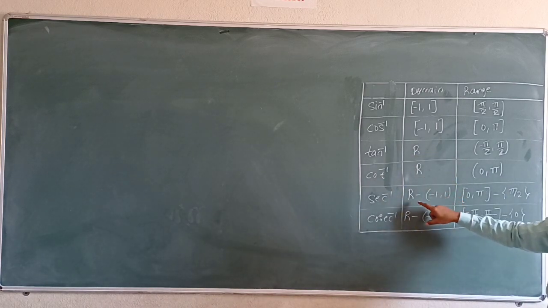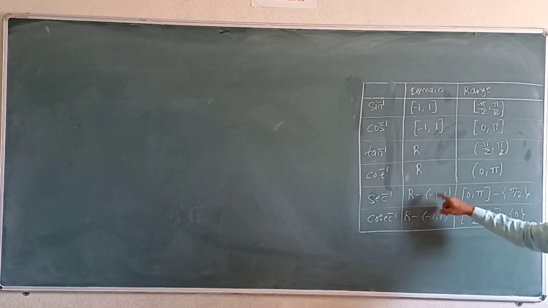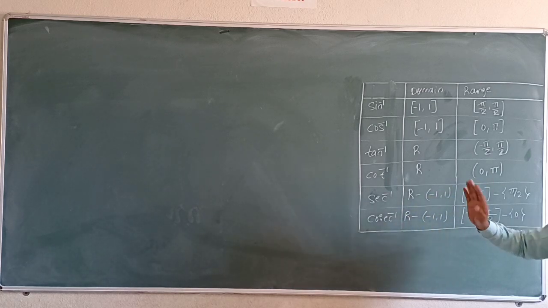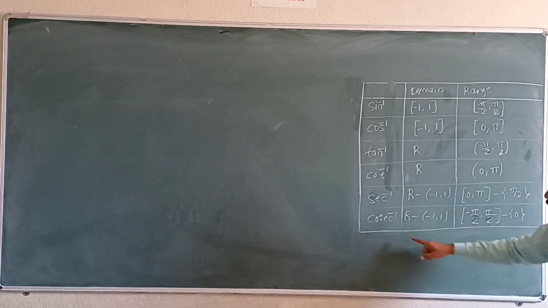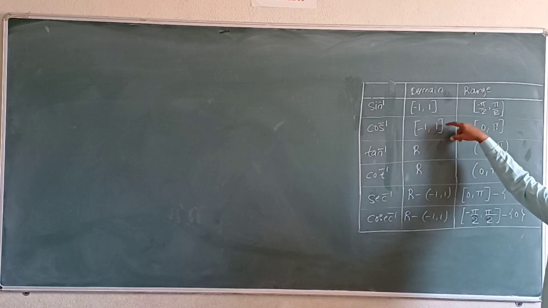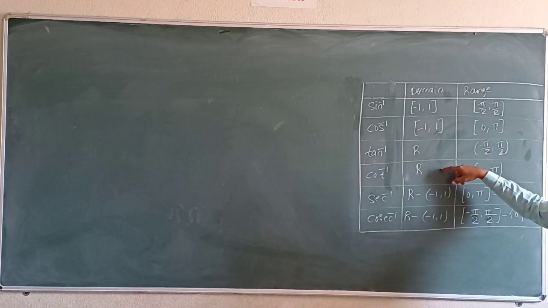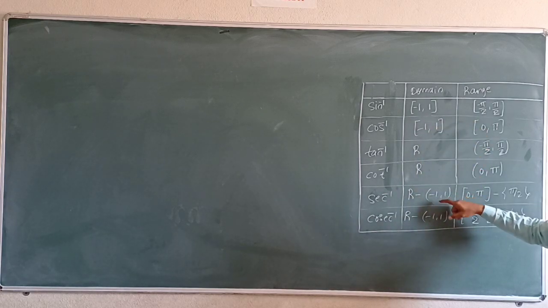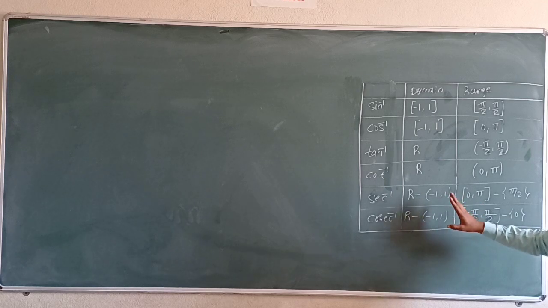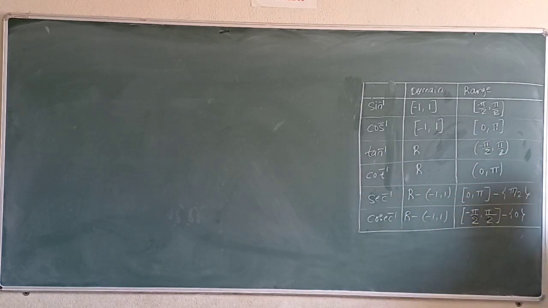Right? Secant is real numbers minus the open interval minus 1 comma 1. Open interval meaning excluding, not including. Now see, the sine and cos inverse are the same, tan inverse and cot inverse are the same, and secant and cosec inverse are the same. These are the domain table now.